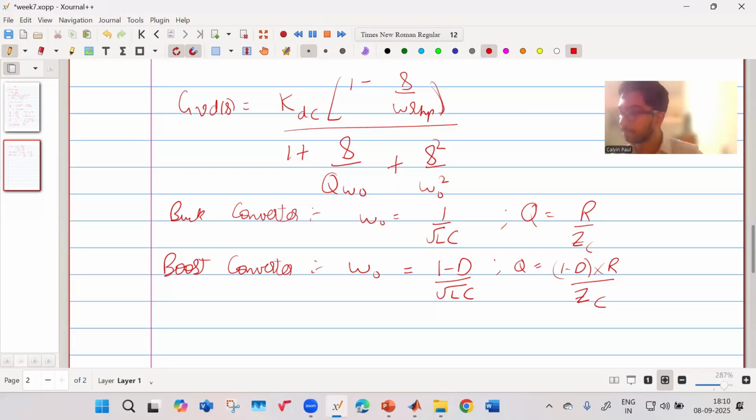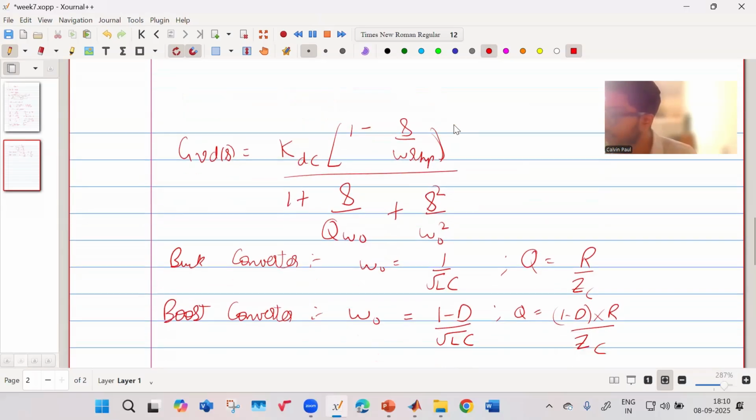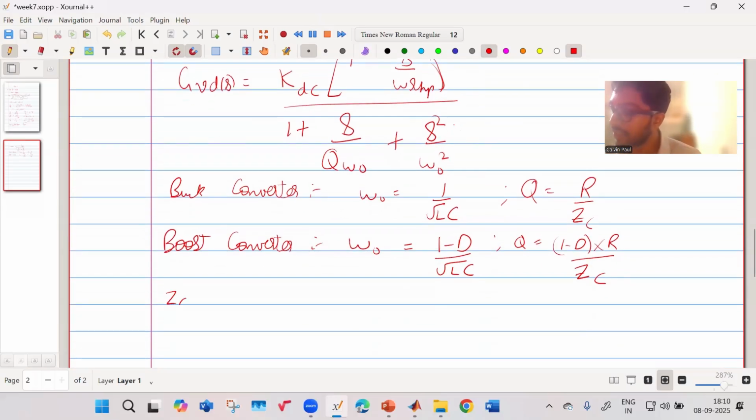Okay. Any queries to this point? What is ZC? Your ZC is like you would have studied in power systems, when they are modeling the long transmission line, they use this ZC, which is known as the characteristic impedance. It is given by square root of L by C. Okay, so this is ZC equal to square root of L upon C.